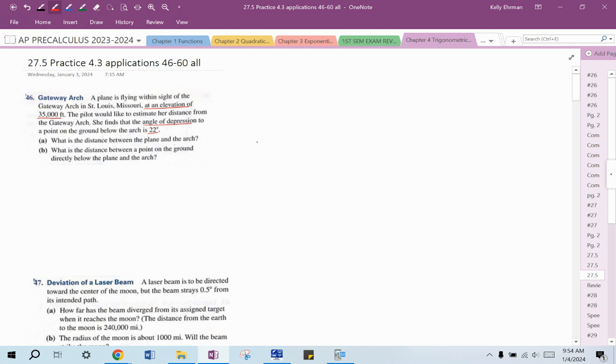So we have a right triangle here. The plane's got to be up here in the sky, right? She is looking down at some point on the ground. The elevation is 35,000 feet. And the angle of depression, which is always, imagine, it's always from the horizontal. So imagine you're looking straight out and then you look down 22 degrees.